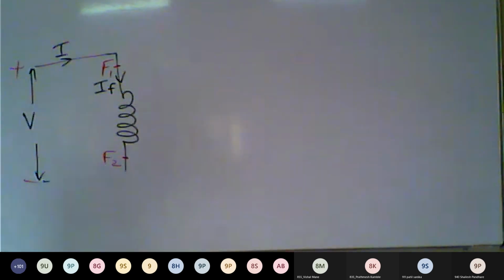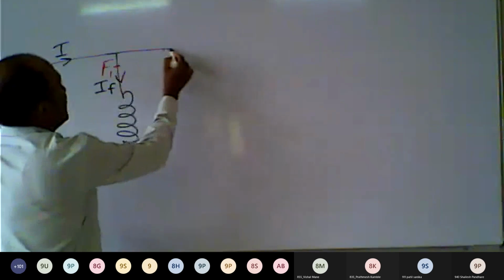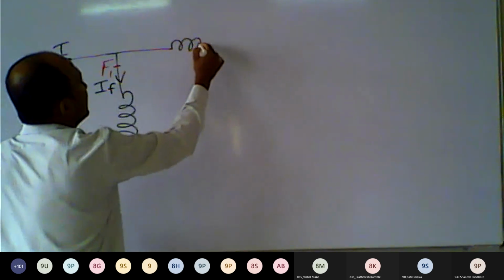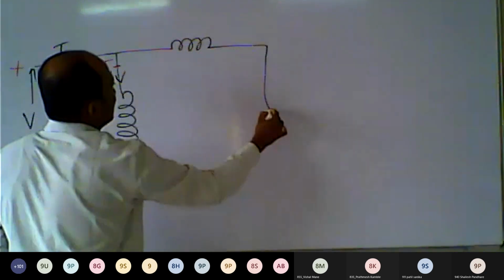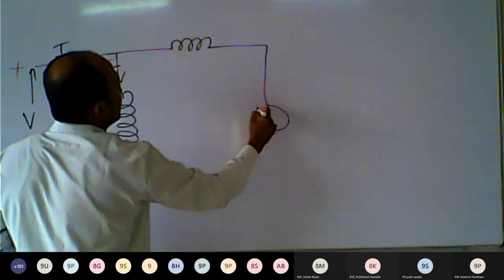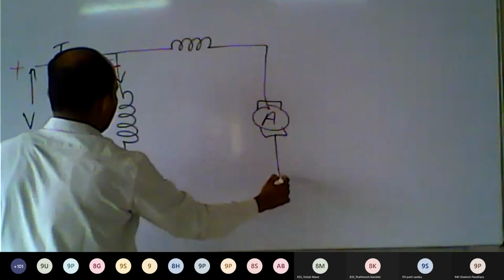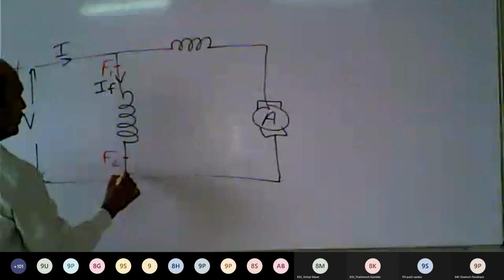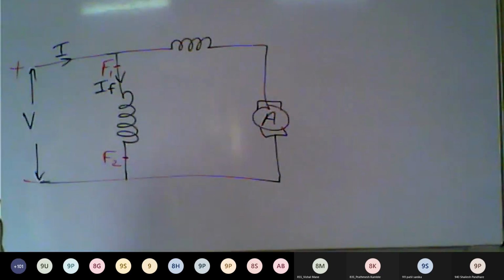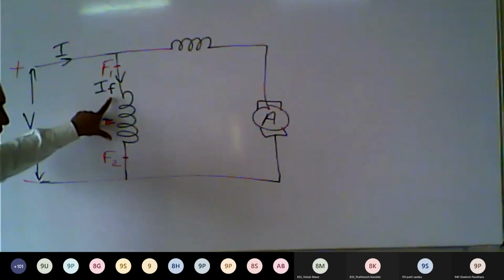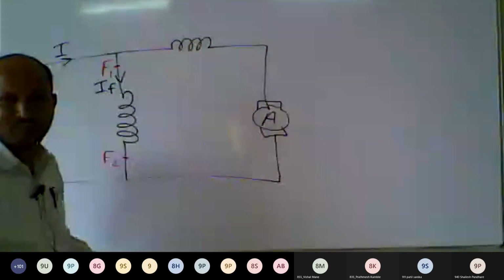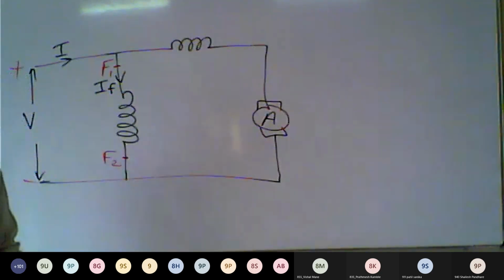Suppose the field winding is connected or divided into 2 parts. So this is the armature winding of the motor. Suppose the field winding is divided into 2 parts. This is one part of the field winding, and this is the other part of the field winding.